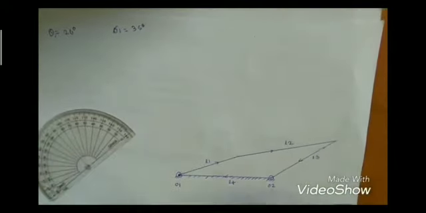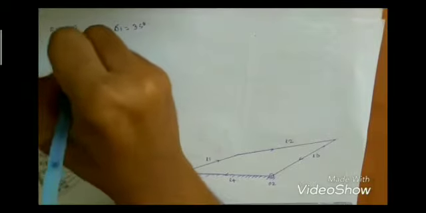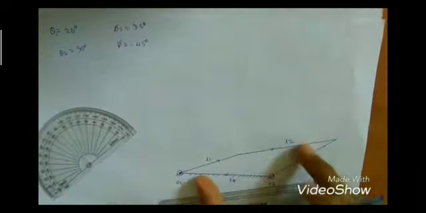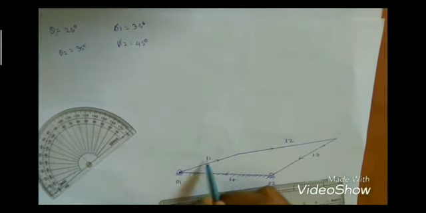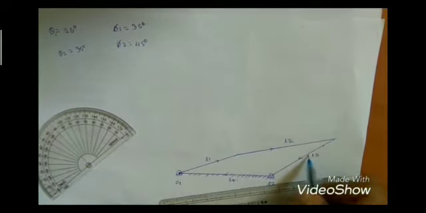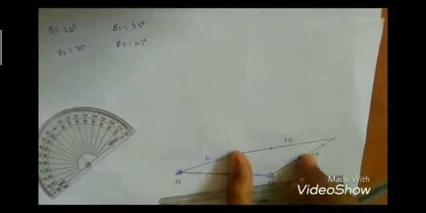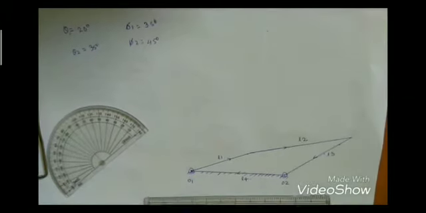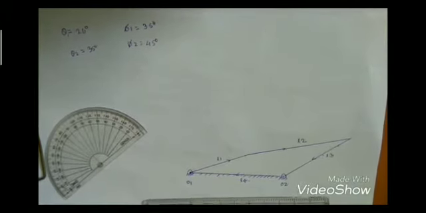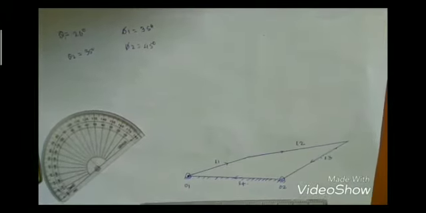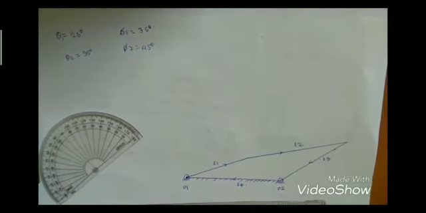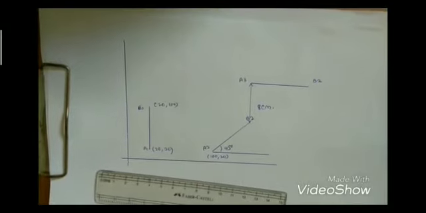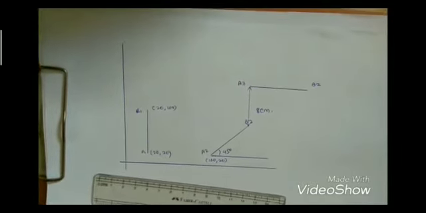Similarly, if second position is mentioned, take theta 2 as 35 degrees and phi 2 equal to 45 degrees. The procedure will be the same. Draw an angle of 35 degrees and draw an angle of 45 degrees. Connect the lengths and you will get a synthesized mechanism in the second position. So this is how you find the length of the mechanism using Freudenstein's equation and synthesize it in the first or second given position.